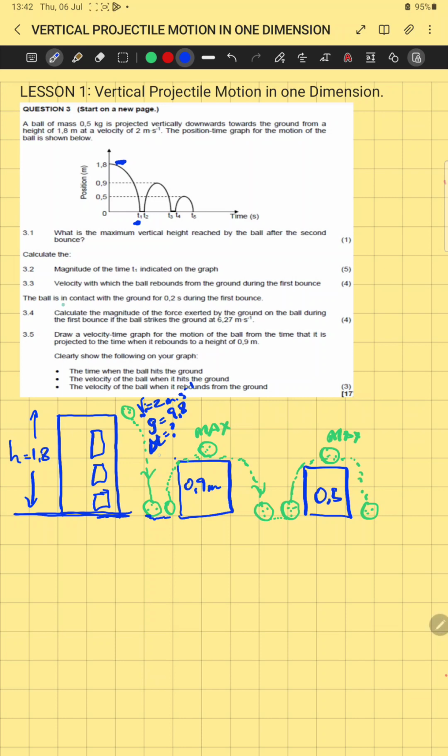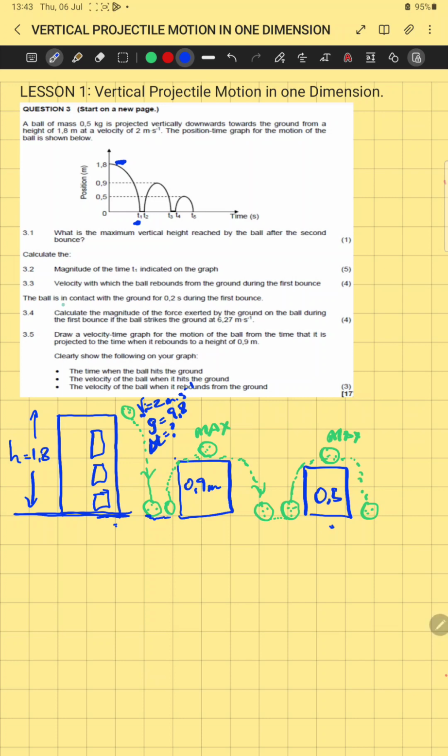So this is the information that we have for the first motion, or for the first bounce. All right, then now let's begin to attempt the first question. So we're going to go over and analyze from this point up to the last one as we go through the questions. All right, then the first question now says, what is the vertical height reached by the ball after the second bounce?